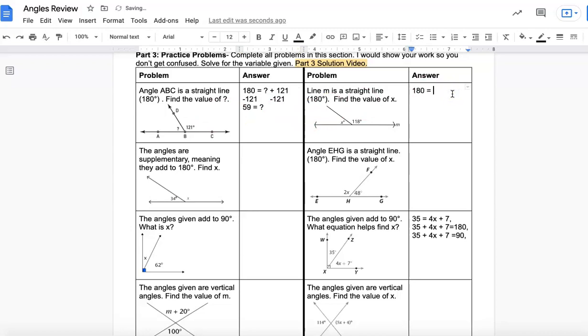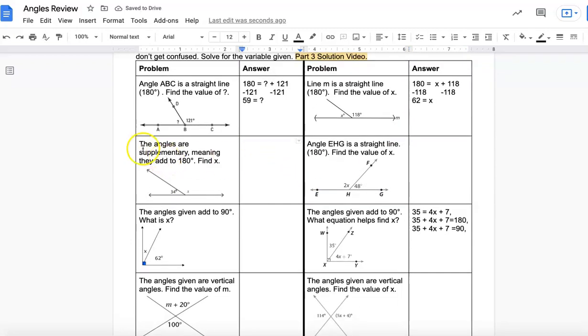So I'm going to just set these equations up. Line M, again, is a straight line. So we know that M is X plus 118. Subtract 118 from both sides. 180 minus 118 is 62, which is the value of our missing angle.